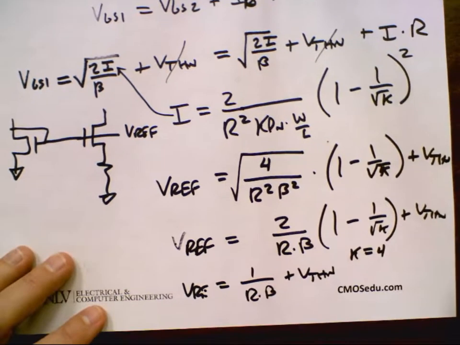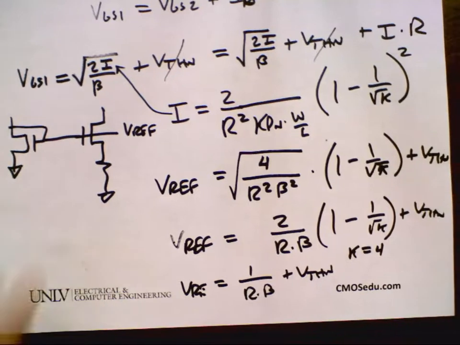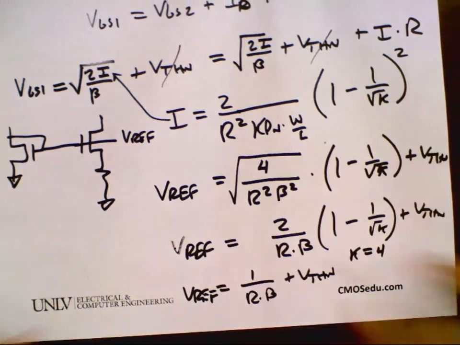Looking good? All right, so now what I want to do is design this beta multiplier so that V ref doesn't change with temperature. So what I'm going to do is take that result.